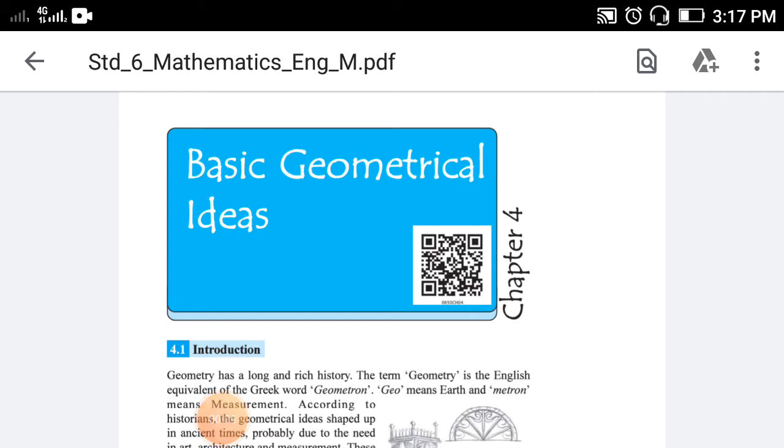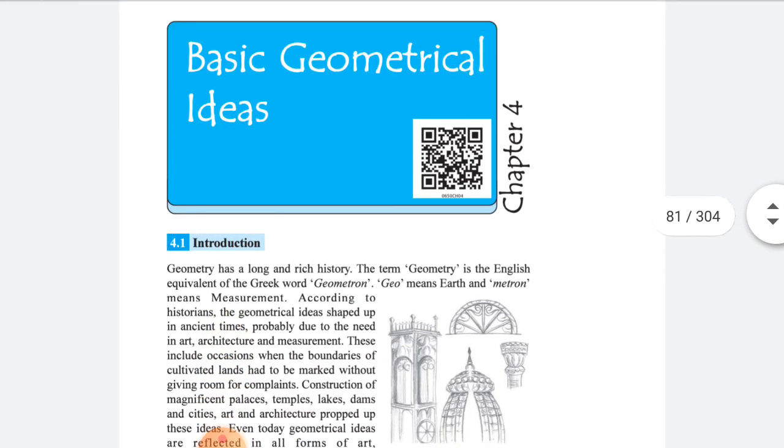So today we are going to start new lesson number 4, basic geometrical ideas. So let's see some basic theories.